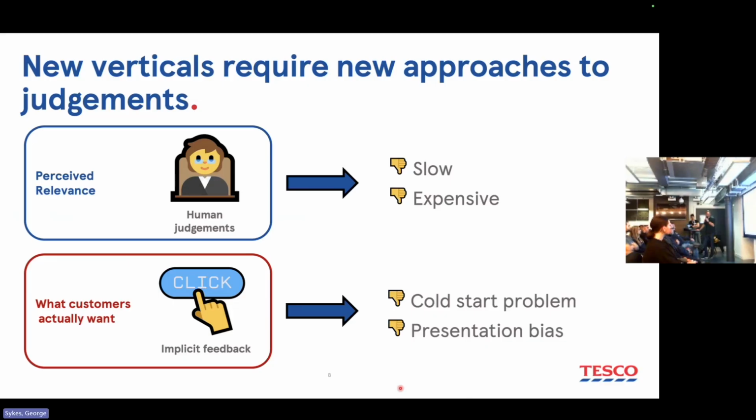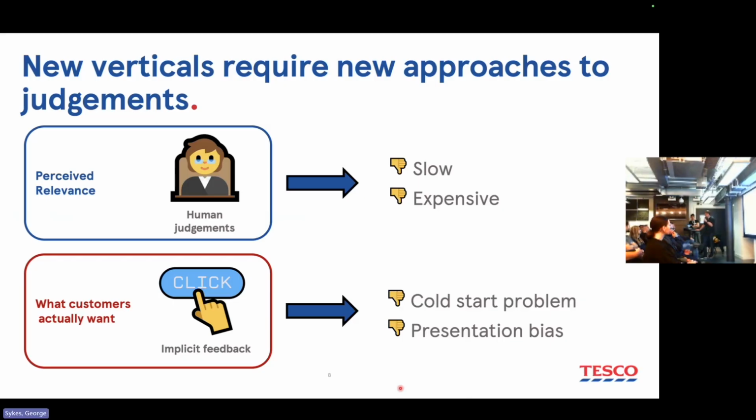When it comes to the implicit feedback, you've got slightly different problems. So with a lot of these new products, we don't have any kind of implicit feedback. We have no interaction data, so you get a bit of a cold start problem. But we also have the issue that those products tend to be deemed less relevant and therefore don't get shown to customers and therefore don't ever get a chance to actually get any implicit feedback. So you end up with this presentation bias.